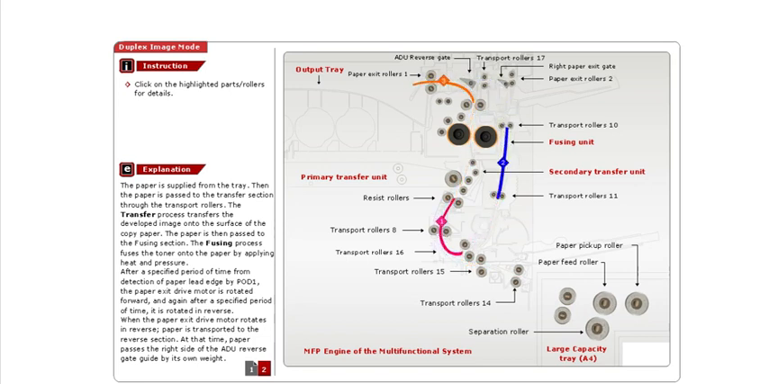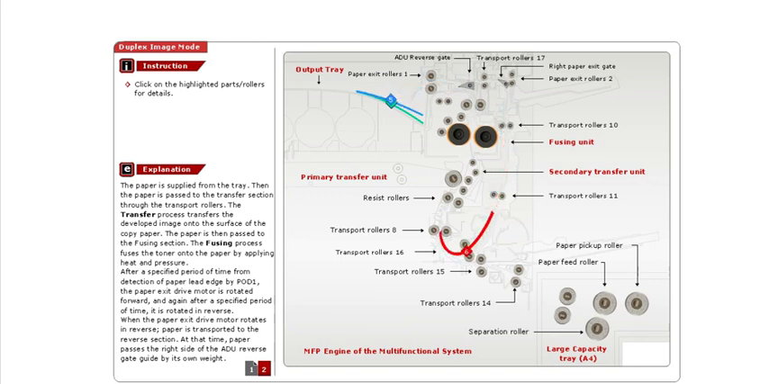The paper is then passed to the fusing section. The fusing process fuses the toner on the transfer sheet by applying heat and pressure. After a specified period of time from detection of the paper lead edge by Pod 1, the paper exit drive motor is rotated forward, and again, after a specified period of time, it is rotated in reverse. When the paper exit drive motor rotates in reverse, the paper is transported to the reverse section.